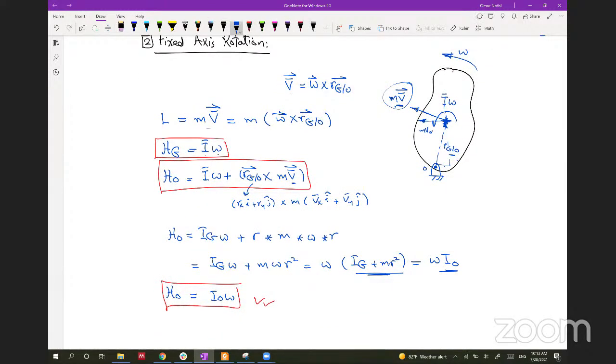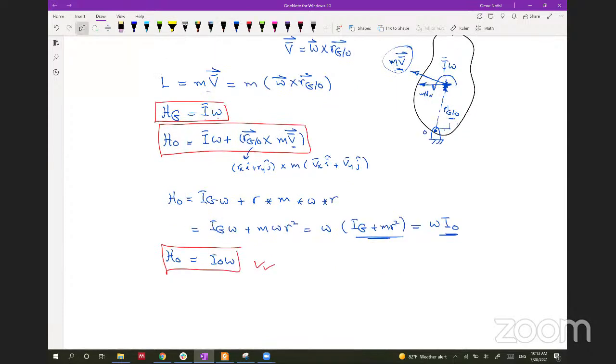So let's move to the third motion, which is the general plane motion. Three, general plane motion.